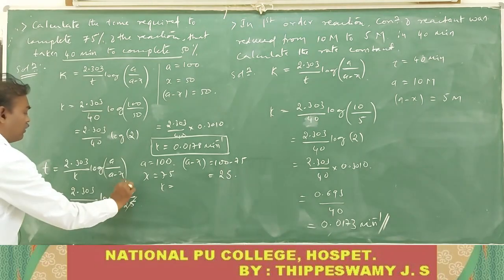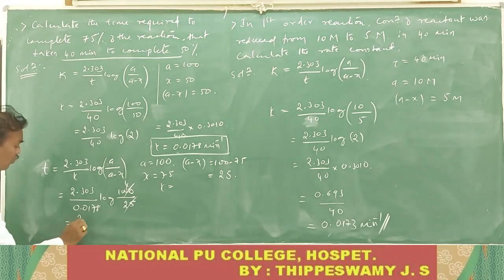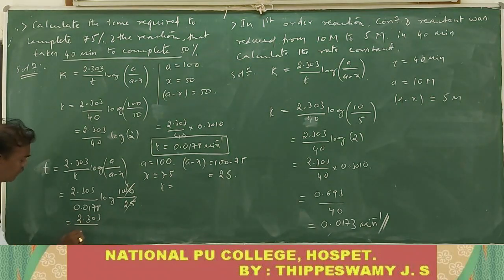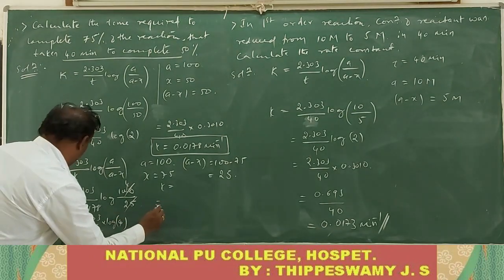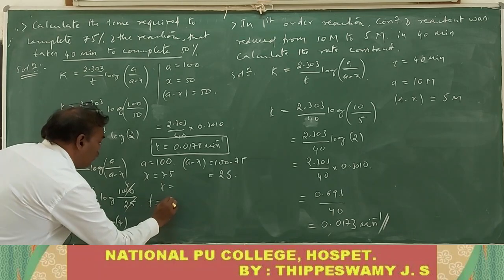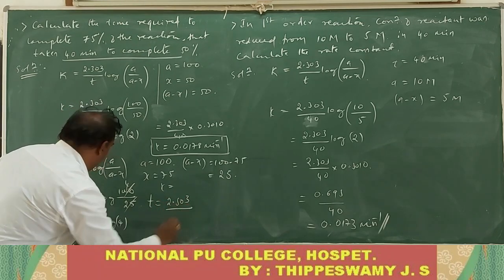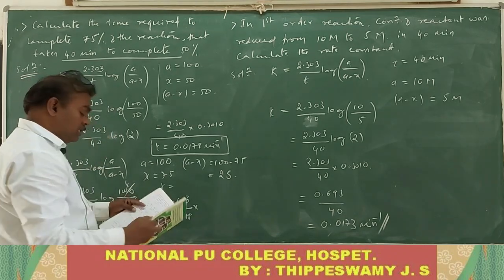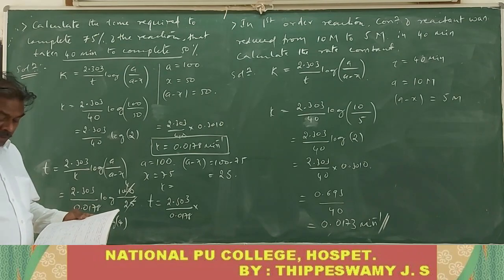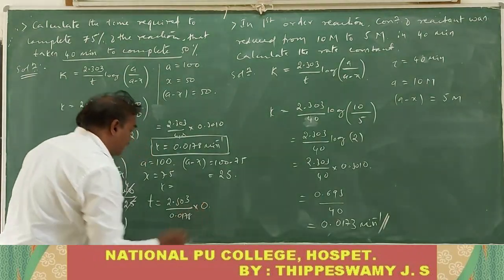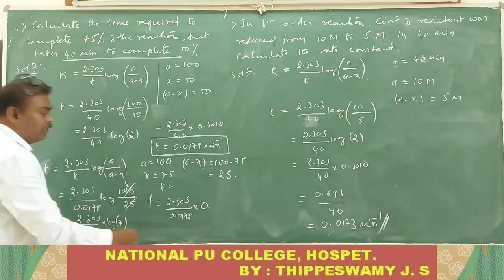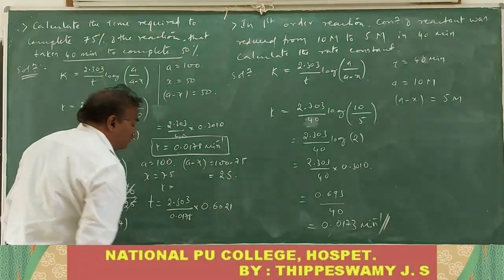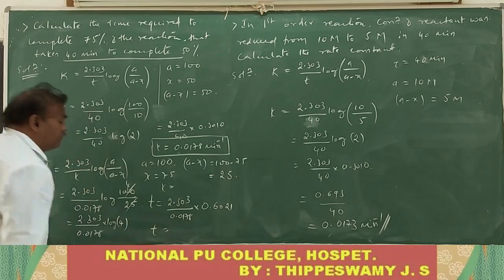So 25 ones are 25, 25 fours are 100. Now take 2.303 divided by 0.0178 into log 4. What is the value of log 4? That is 0.6021. 0 is the characteristic, a single digit, so 6021 is the value. On simplification, can you tell me what you are getting?